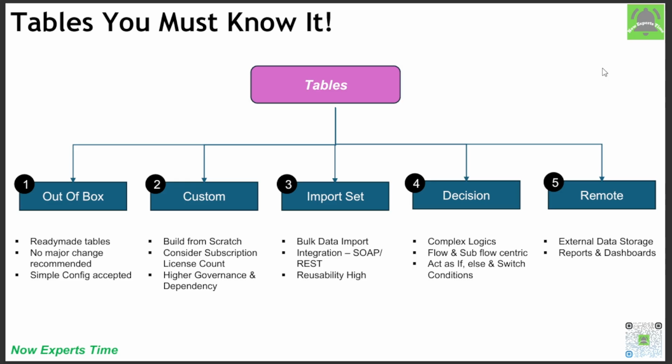When you go a little deeper into the tables concept, there are 5 different types of tables currently available. These 5 types support you in different scenarios. Out-of-box means ready-made, already available. For example, take the incident: on the front end you see a form, but on the back end it is a table, the incident table. Task: you see a form, and on the back end it is a table, the task table.